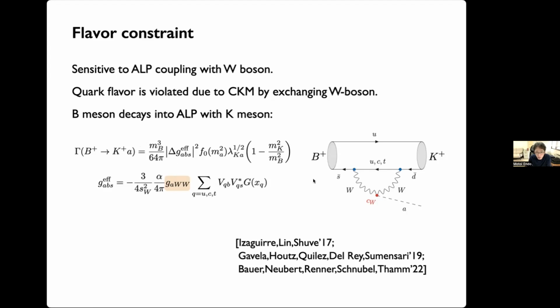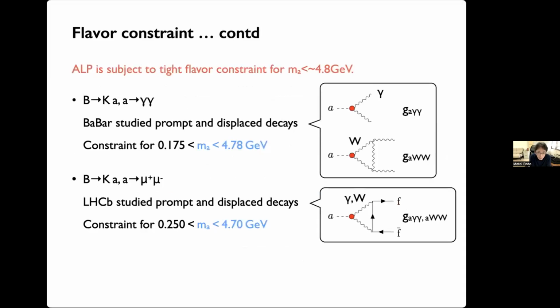And so the B meson can decay to a K meson plus an axion, and the signal depends on the ALP decay. Actually, when the ALP decays into diphoton, BaBar performed such a study and placed a very tight constraint on the ALP up to a mass of less than 4.78 GeV. And for the ALP decay into mu plus and mu minus, LHCb studied such signals and gave a tight constraint on m_A less than 4.7 GeV. So the ALP is subject to a very tight flavor constraint up to m_A of about 4.8 GeV.